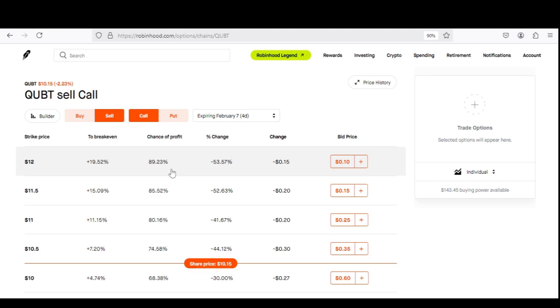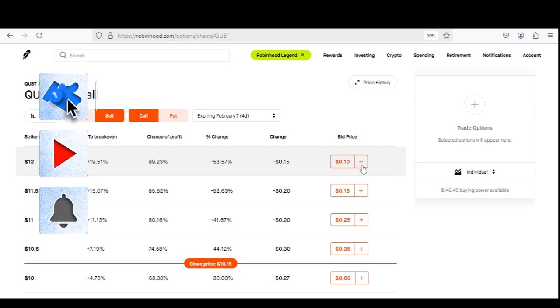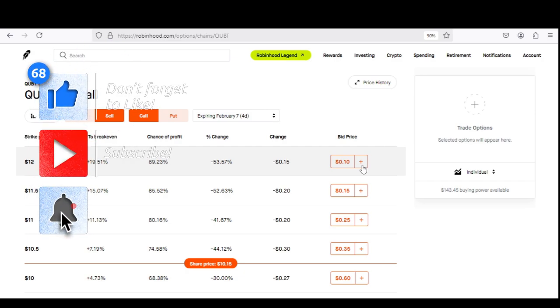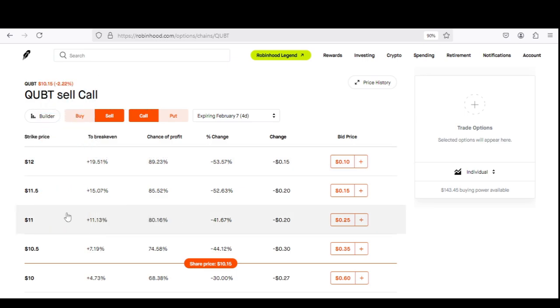However, this is not going to work for me because the premium I'm going to be receiving is only $10. As you know, on this channel, we engage in option strategies that give us income. We use this income to be consistent, and over time, that's how we grow our portfolio. So the $10 premium is not going to be good for me. What I can do is sell a covered call at the $11 strike price.